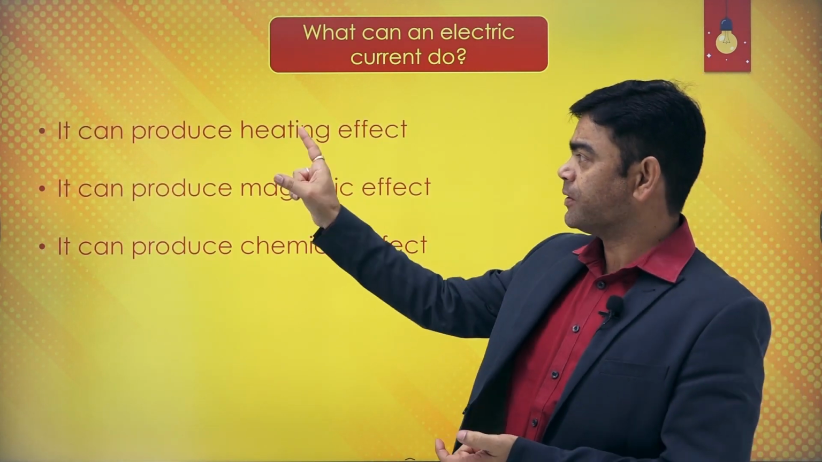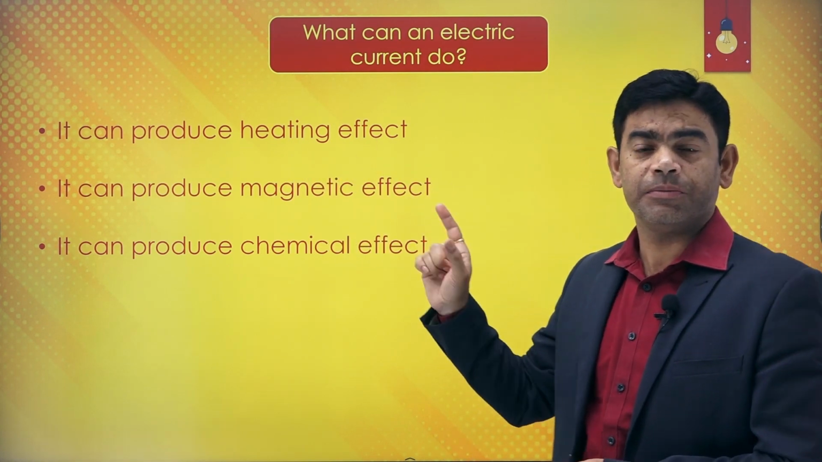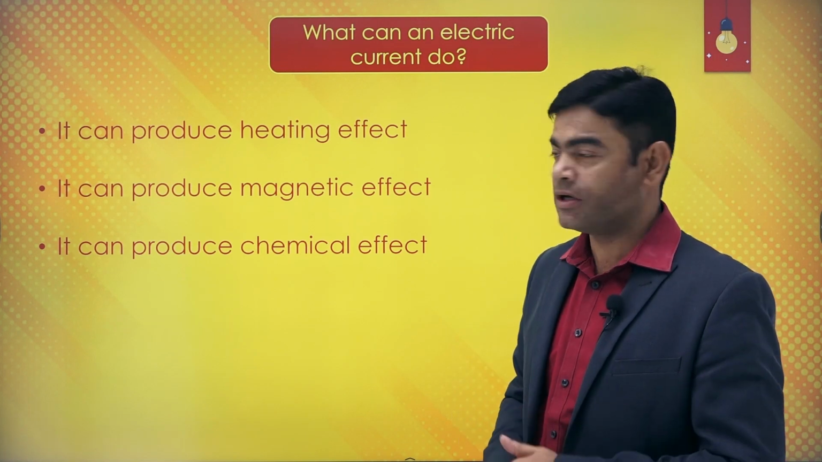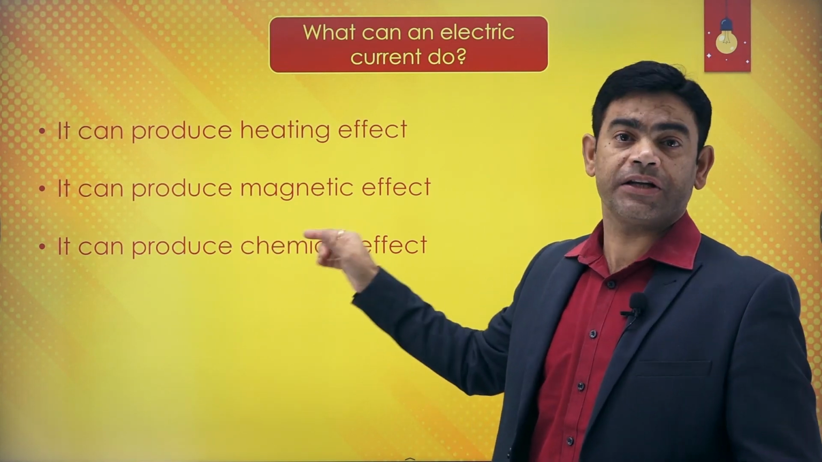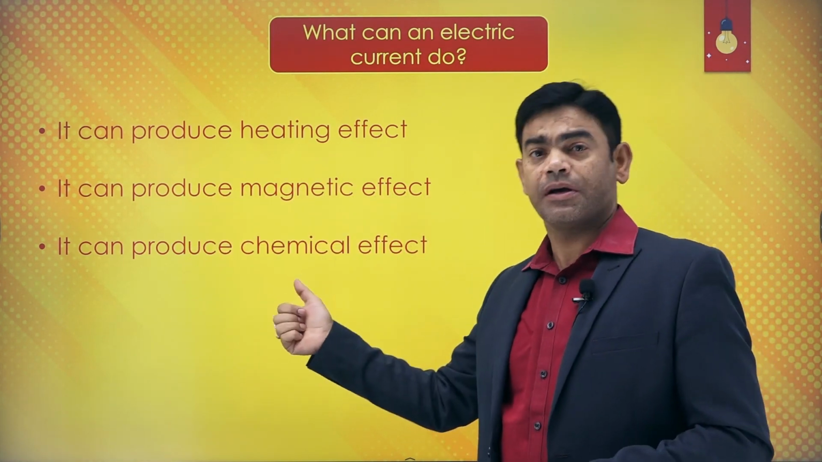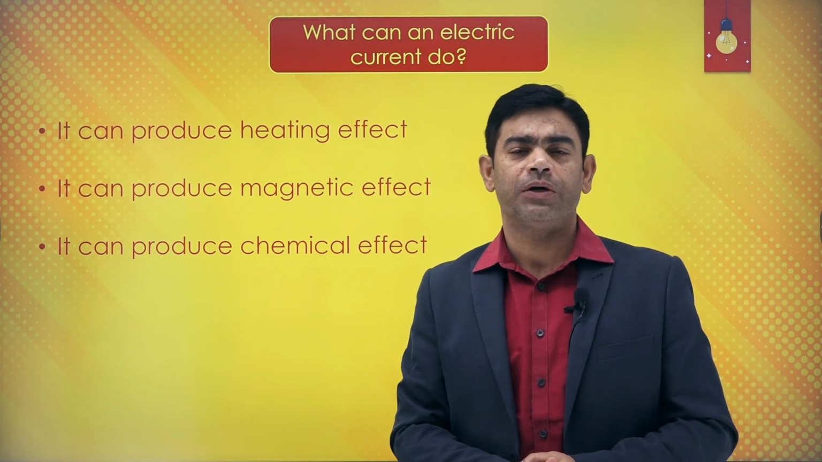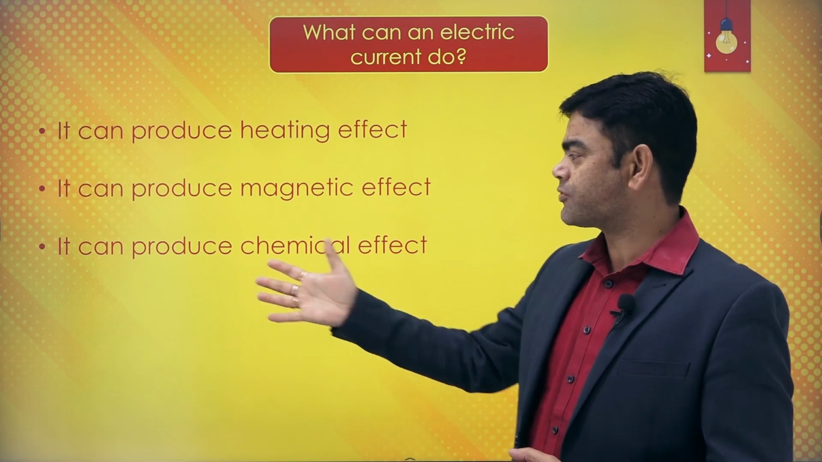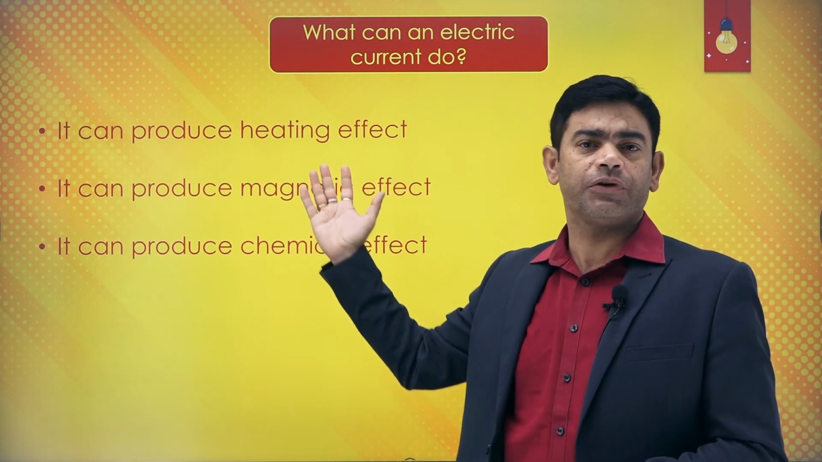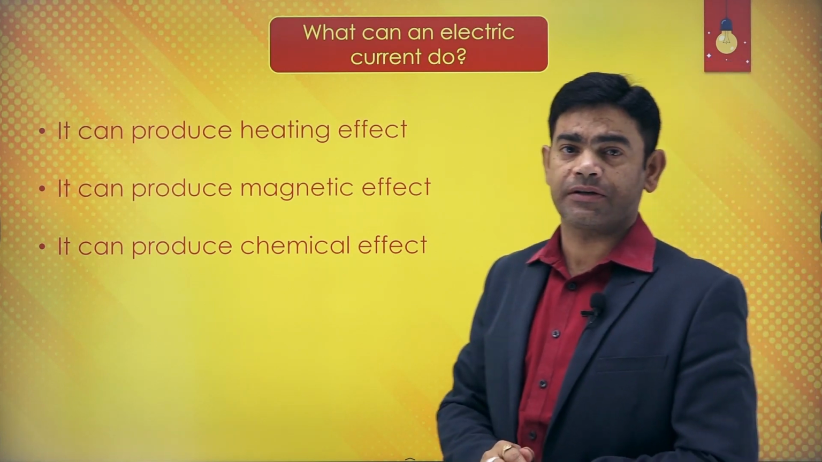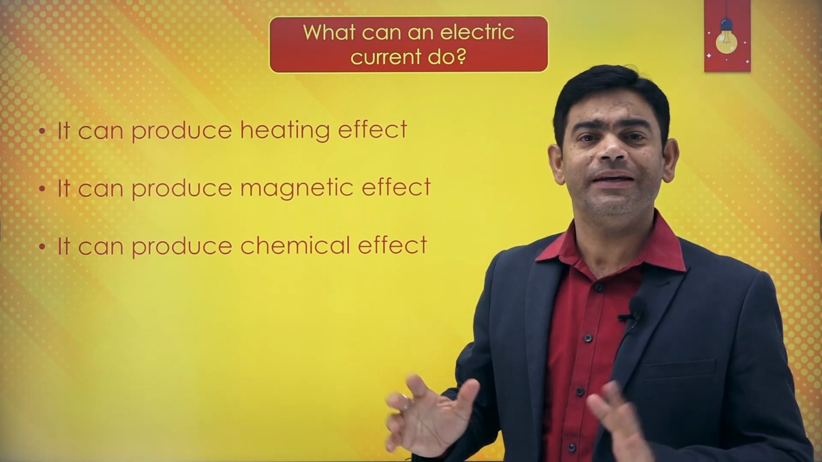First, it can produce a heating effect. It can also produce a magnetic effect. It can also produce a chemical effect. So there are three basic effects which at present we are going to explore. Out of these three, these two are the main ones for you at present, the heating effect and the magnetic effect due to electric current. Let's first talk about the heating effect.